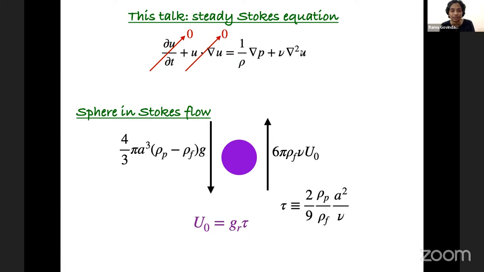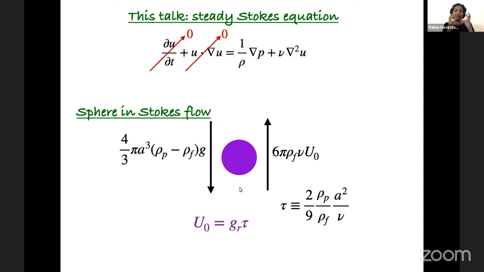So in such a Stokes flow, we all know from early college that if I put a little sphere in steady Stokes flow, then its reduced weight is balanced by the drag forces. And so it comes down at a particular velocity U0. Here a is the radius of the sphere, rho P is the density of the material of the sphere, rho F is fluid density and g is gravity. And on this side, we have the kinematic viscosity and the velocity of the sphere. So the velocity of the sphere can be written in simple terms like this.